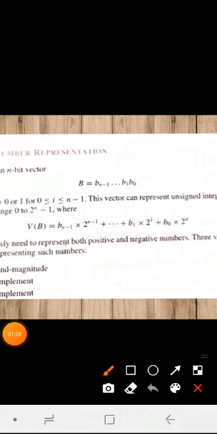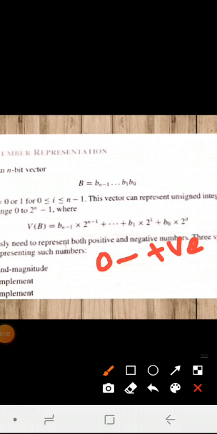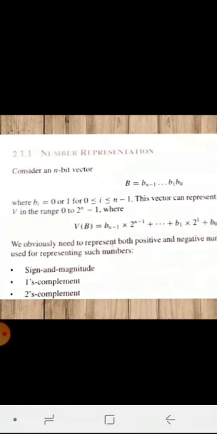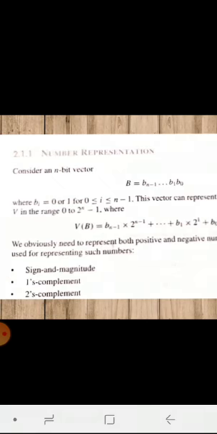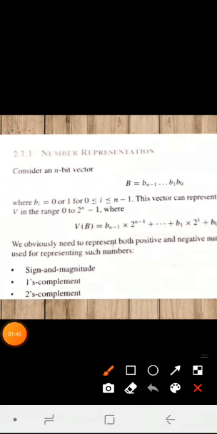By looking at a given number, we can say whether that number is positive or negative based on its MSB. If MSB is 0, that is a positive number. If MSB is 1, that is a negative number. So this is a general representation to understand how we can say whether the number is positive or negative. Now the numbers can be represented in three forms: sign and magnitude, 1's complement and 2's complement.